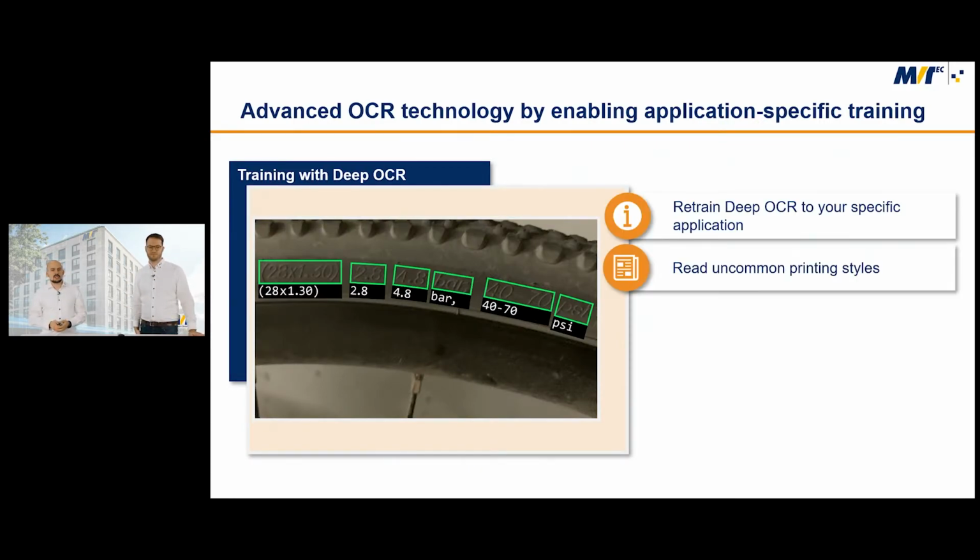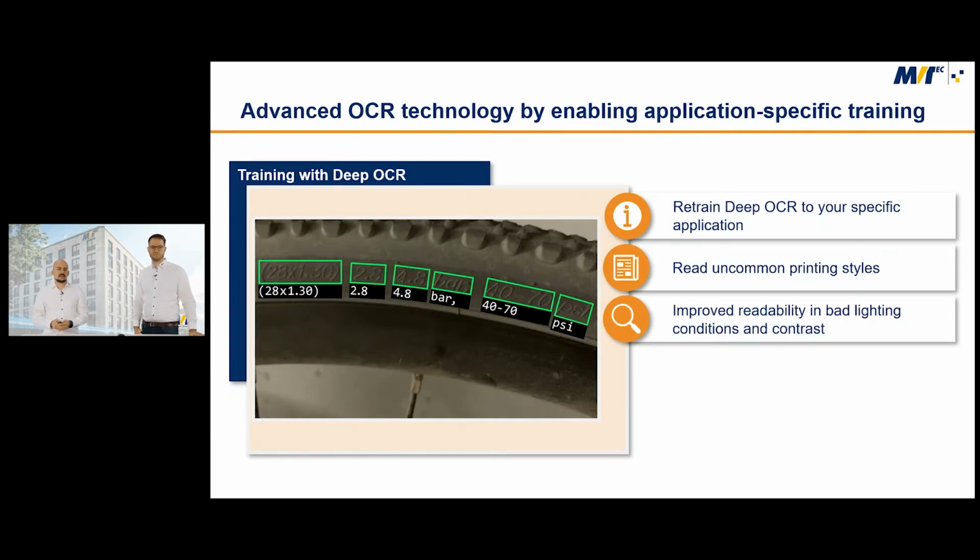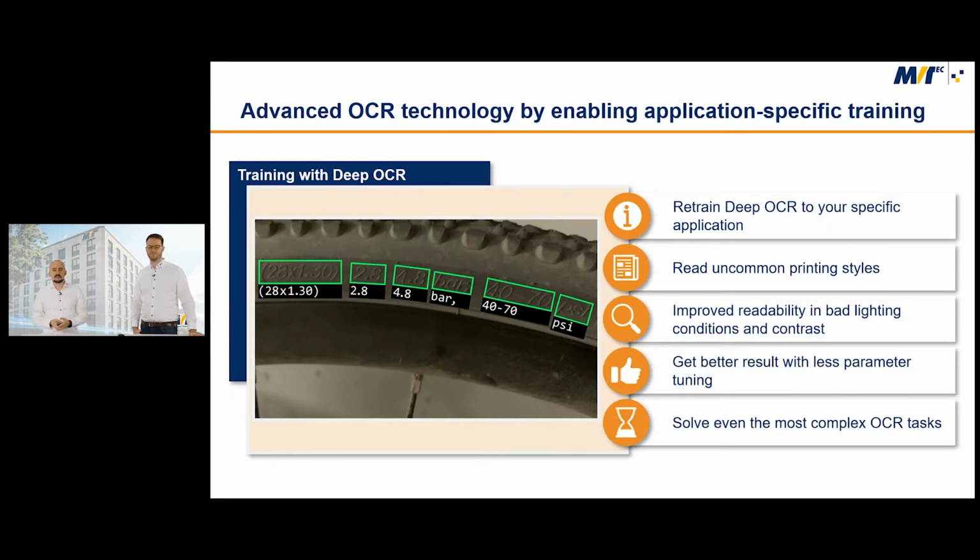You know Deep OCR, a technology which we introduced with HALCON 2011, which could already solve a lot of our customers' applications, but we figured out some cases, especially if there were quite uncommon printing styles, or we had very bad lighting conditions and contrasts, like for example, as you see, reading text on a tire is one example in which the Deep OCR performance was not at the point where we would like to have it. And that's why we introduced a new training functionality for Deep OCR.